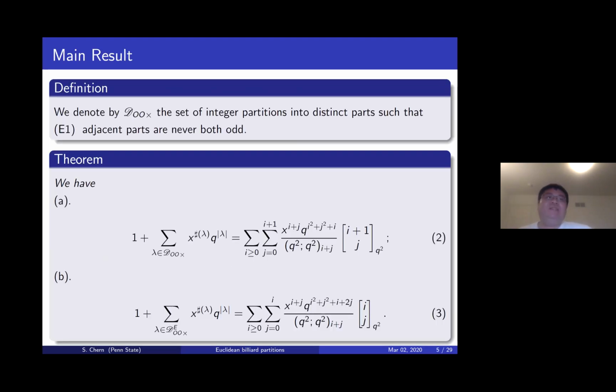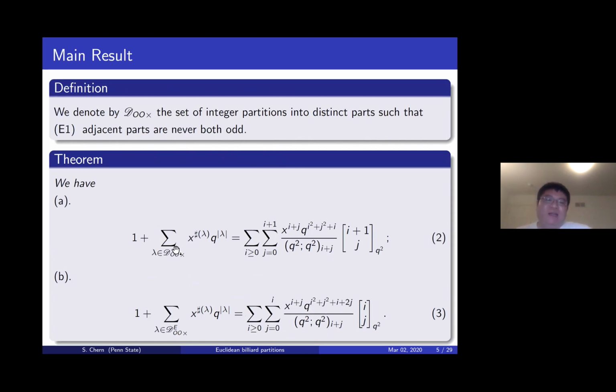So here we have this definition. We use D sub O cross to denote the set of integer partitions into distinct parts, such that we only have the first restriction, or adjacent parts are never both odd. And we have the two generating function identities.